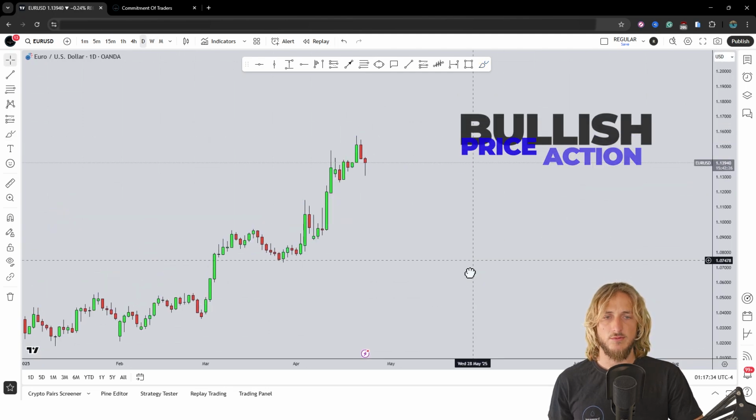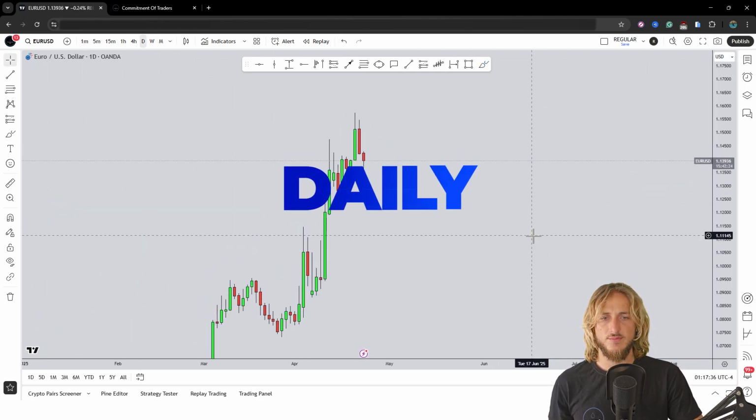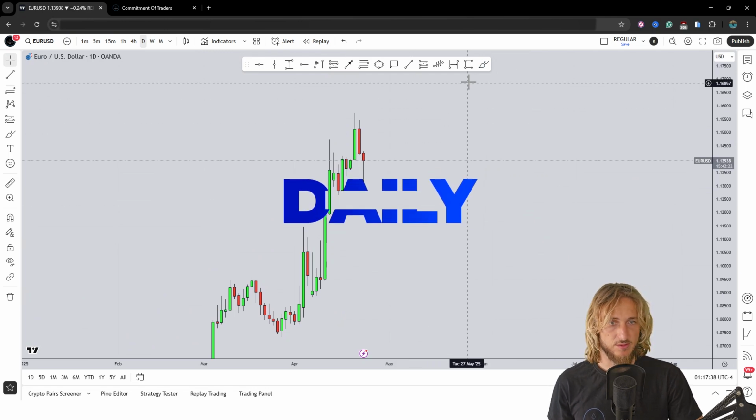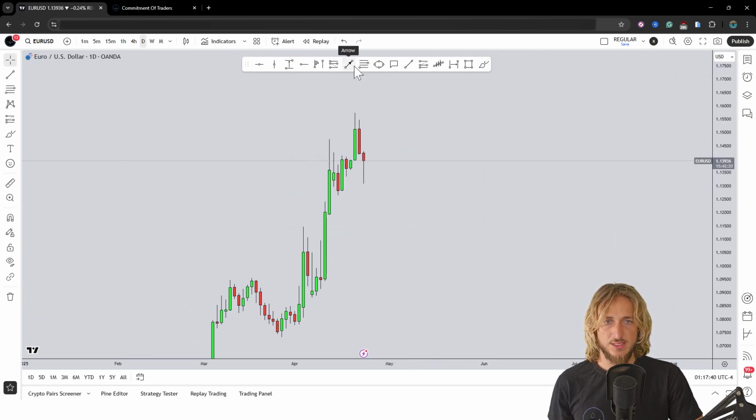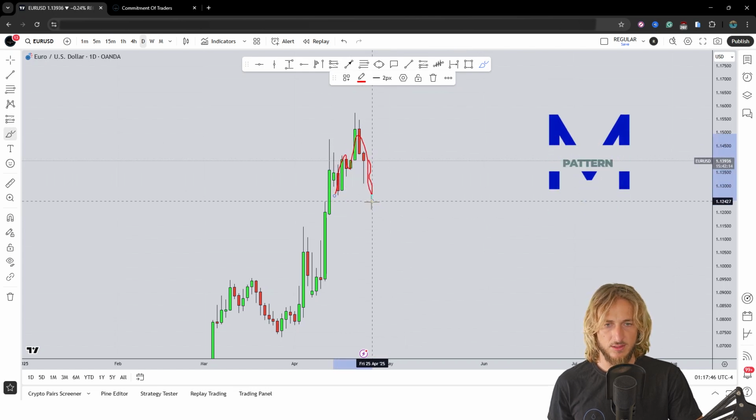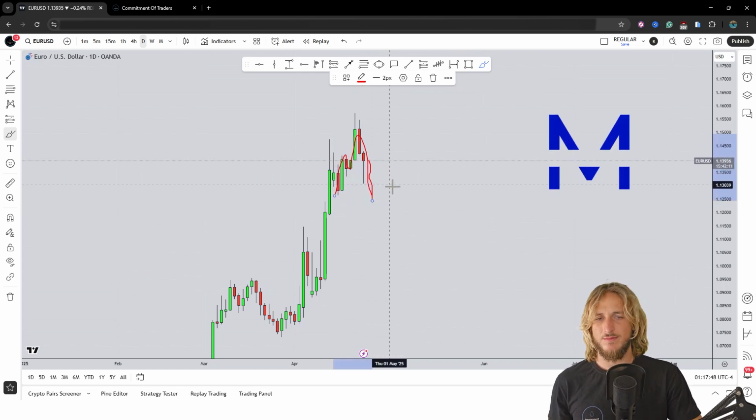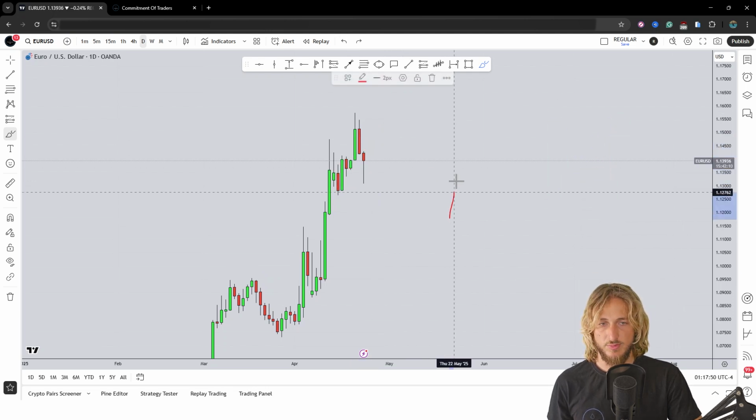Dropping down on the daily time frame, what do we see? Now here on the daily, this is where things get quite interesting. In fact, what we can notice is that the market is currently trying to go a bit lower, creating this daily M pattern. Now, an M pattern is a very effective pattern because it's a manipulation pattern.